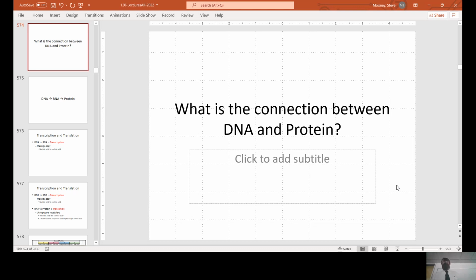Okay, so let's get back to work. Connection between DNA and protein. We have 4 options in our DNA. We got 20 options in our amino acids. So how do we get from one to another?